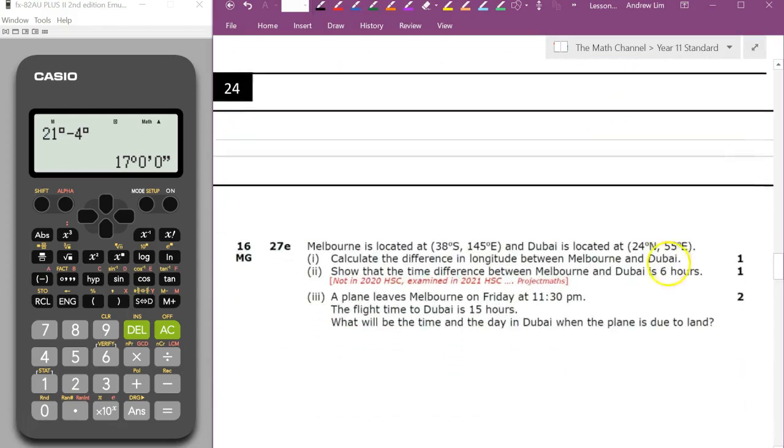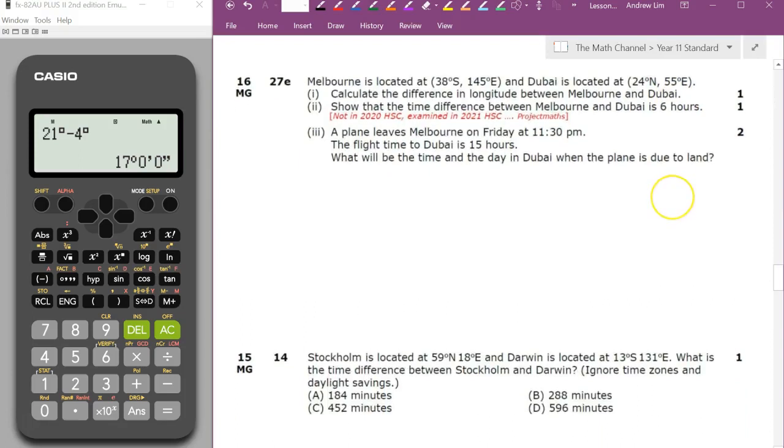All right, let's keep going. Melbourne is located at 38 degrees south, 145 degrees east. And Dubai is located at 24 degrees north, 55 degrees east. Calculate the difference in longitude between Melbourne and Dubai. So part 1.